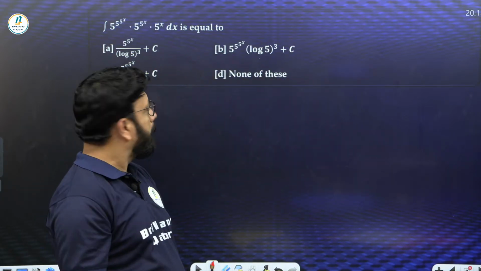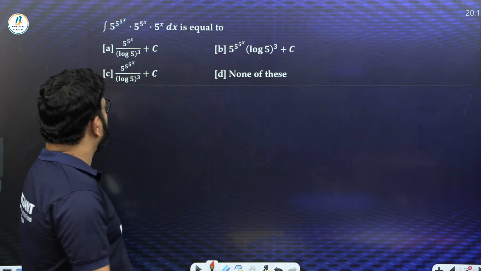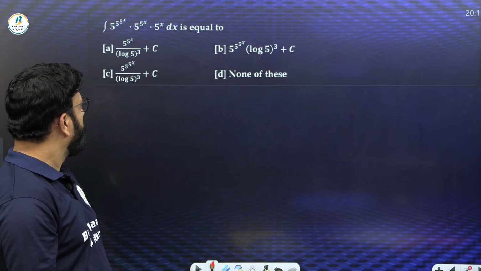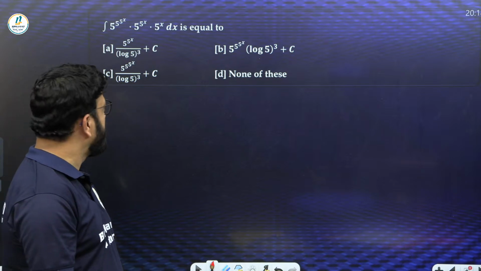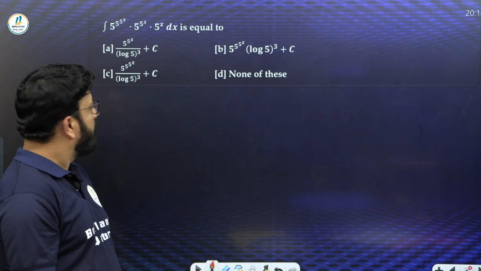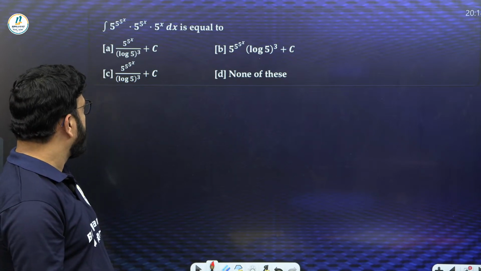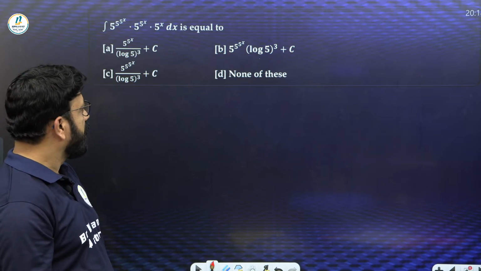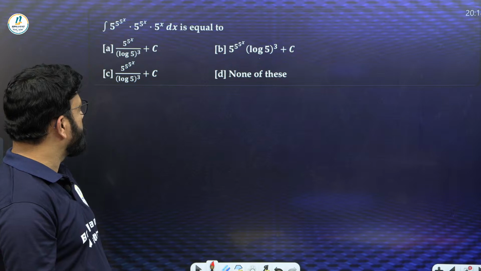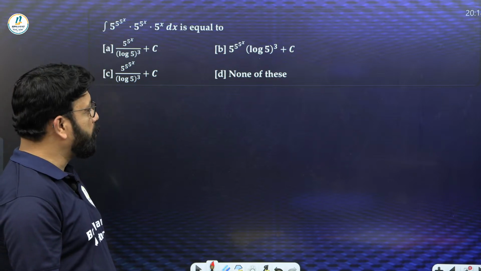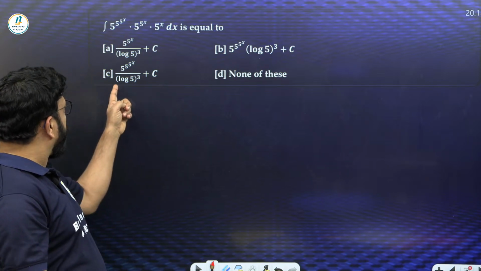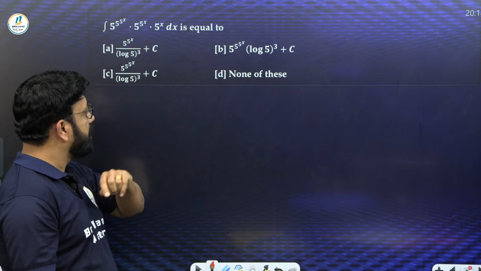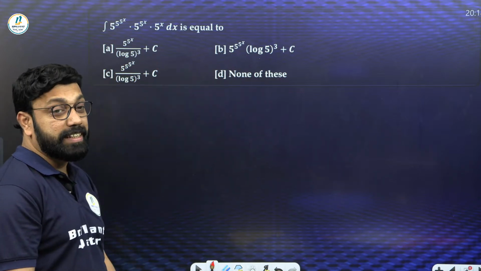A different question. The integral of 5 raised to 5 raised to 5 raised to x into 5 raised to 5 raised to x into 5 raised to x. Okay, options are there. A, 5 raised to 5 raised to 5 raised to x by log 5 whole cube plus c. B, 5 raised to 5 raised to 5 raised to x by log 5 whole cube plus c. And D, none of these. No need for confusion.